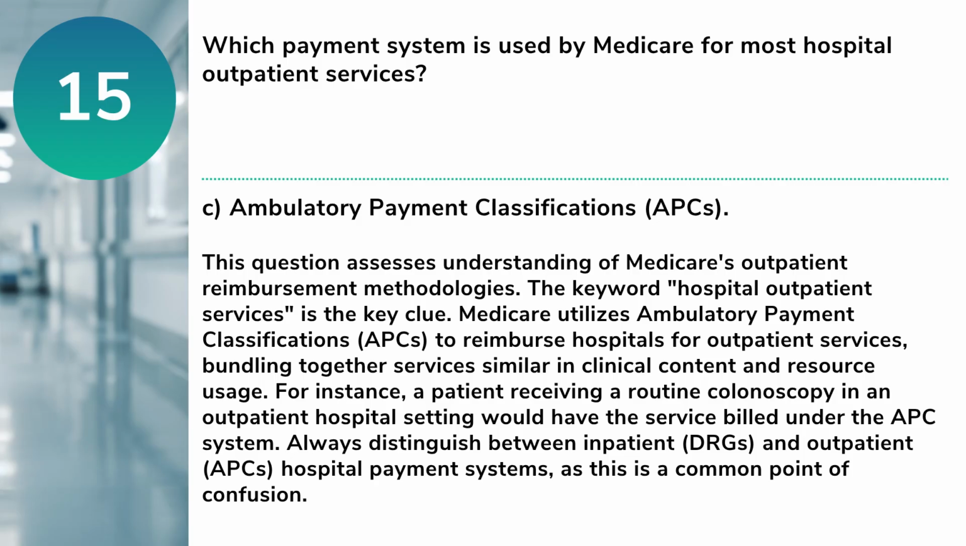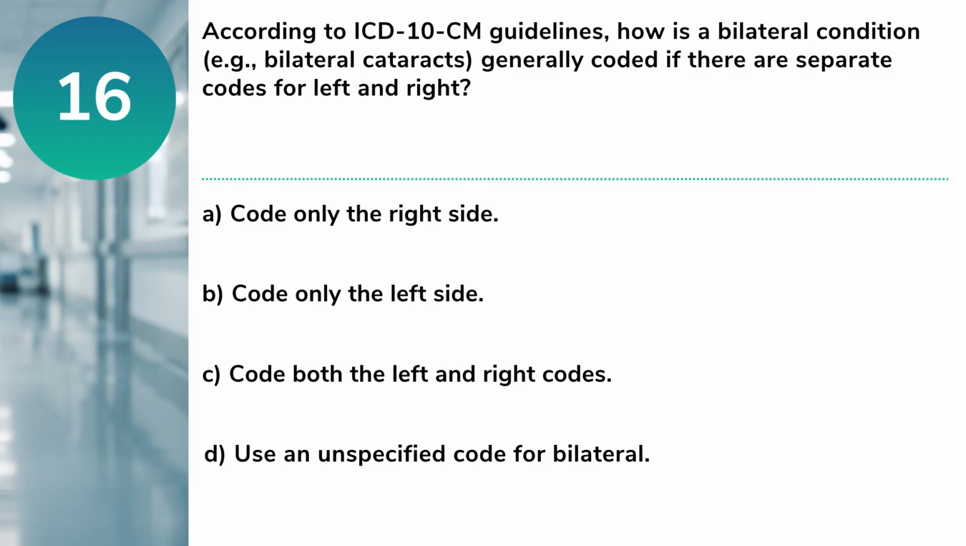Question 16. According to ICD-10-CM guidelines, how is a bilateral condition, e.g., bilateral cataracts, generally coded if there are separate codes for left and right? A. Code only the right side. B. Code only the left side. C. Code both the left and right codes. D. Use an unspecified code for bilateral.